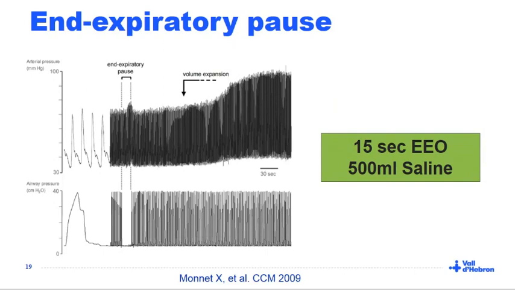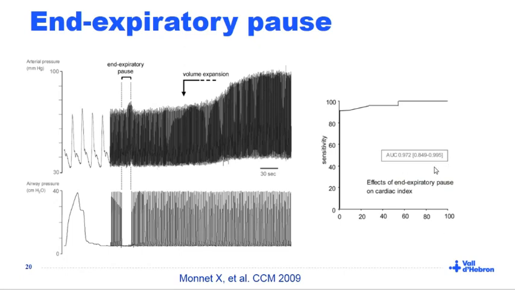The first thing that you can do is an expiratory occlusion. If you hold the expiration for 15 seconds, it means that you increase the venous return to the right side during 15 seconds, and it is transmitted to the left side, and you will see a subsequent increase in the arterial pressure after the pause, which means that when you give volume, the pressure will also increase.